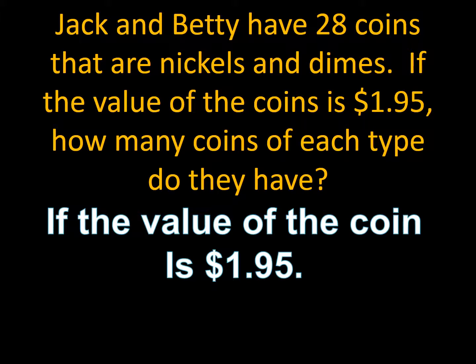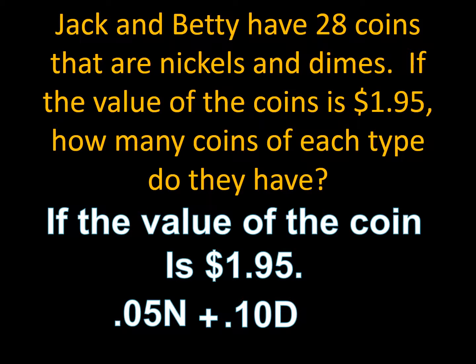To get this equation, we start with the original equation, N plus D equals 28. We multiply the N by the value of a nickel, 5 cents, and we multiply the D by the value of a dime, 10 cents. We know that the value of the coins is $1.95.